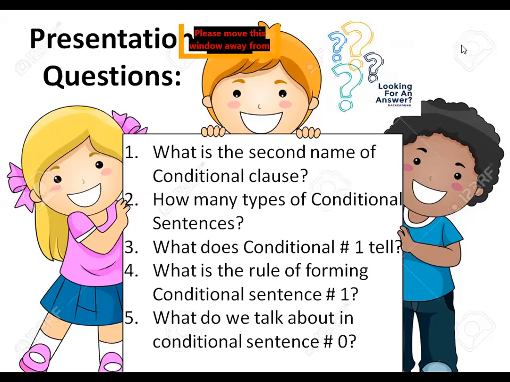Okay. There are four types of conditional sentences. Very good. And they are four. How are they four? 0, 1, 2, and 3. Okay. Very good, Vanya. Good.